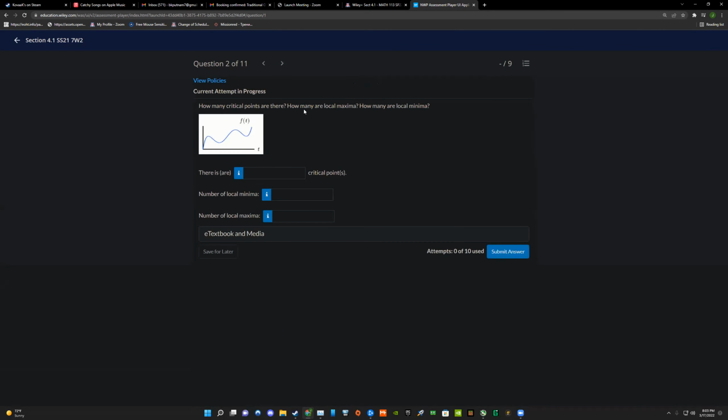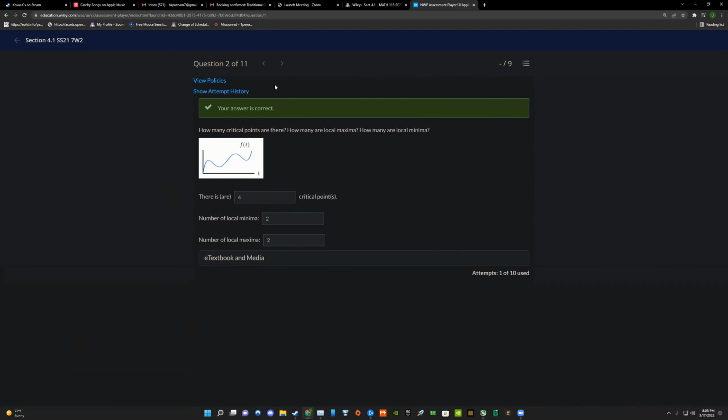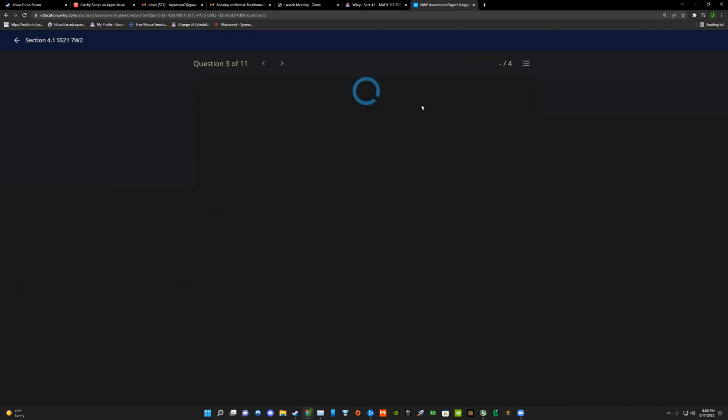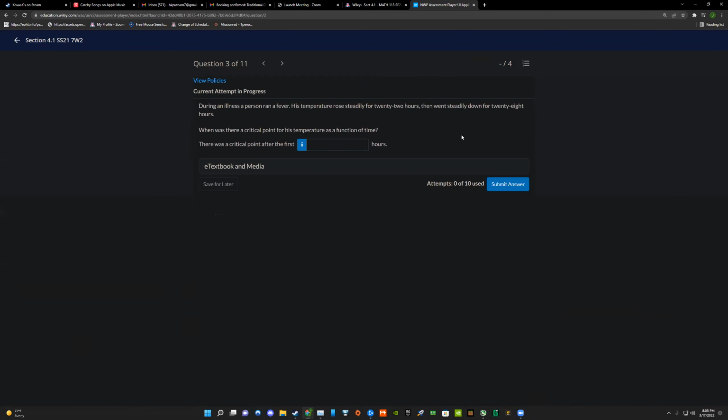Alrighty, how many critical points are there? How many are local maxima? How many are local minima? So basically the same. It looks like if you just count there, you got 1, 2, 3, 4. It looks like 4. Looks like 2 are min and 2 are max. There's 2 sort of peaks, 2 valleys. I like that question. Get more of those. Yeah.